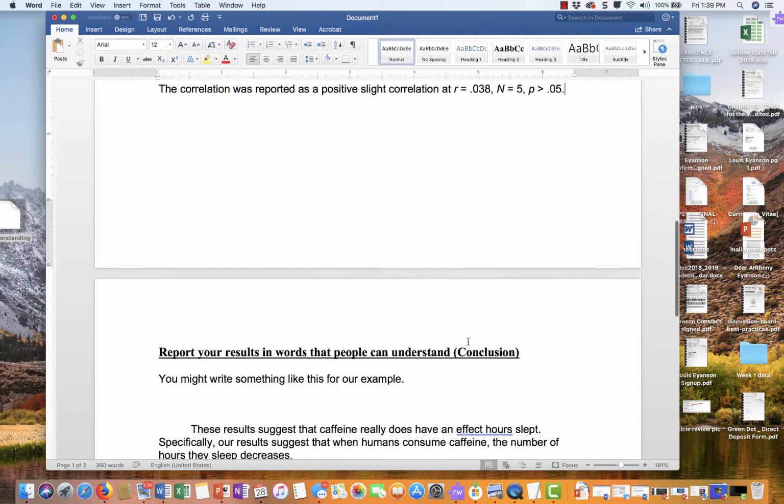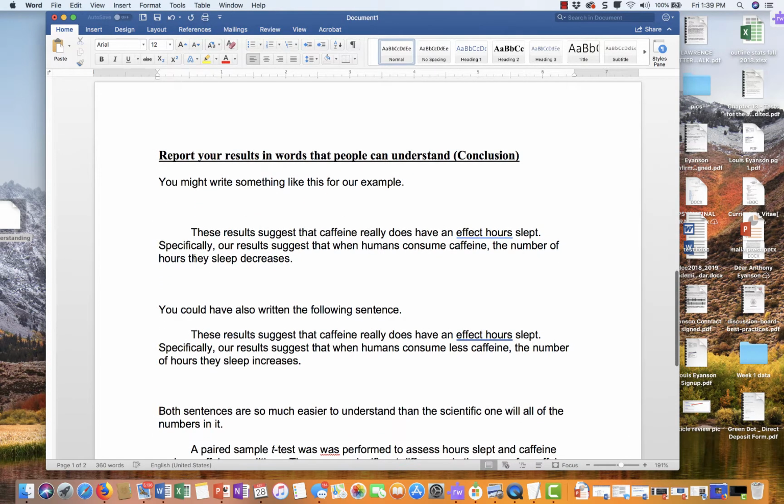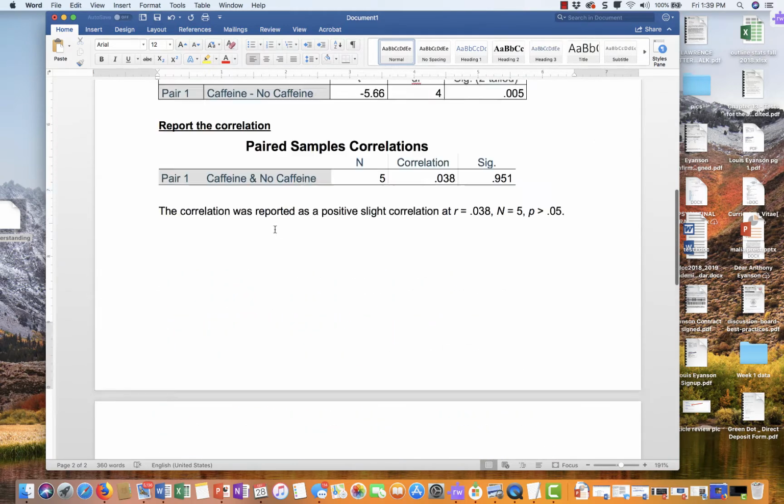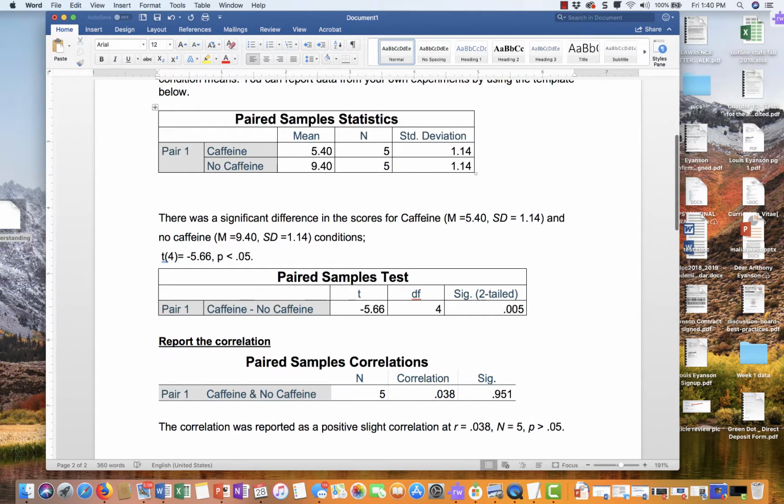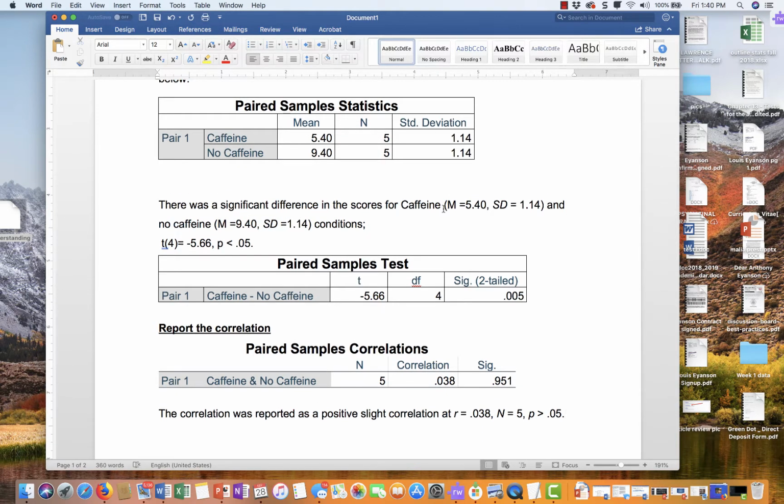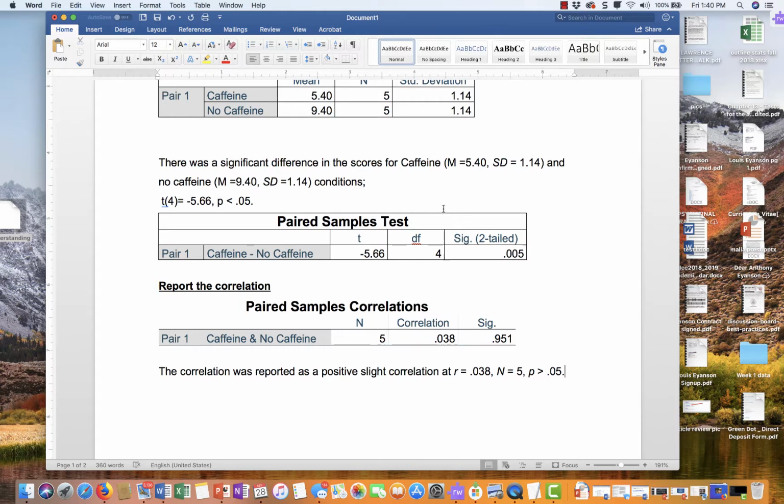Okay, and then we're going to go down here. The conclusion. And here is how the conclusion is basically taking all the information and writing it up. So if I go back up here again and I look at the means, for the first part of it, I know that the no caffeine hours slept was higher than caffeine. So bottom line is those people, those participants who did not drink caffeine slept more hours than the participants who consumed caffeine.